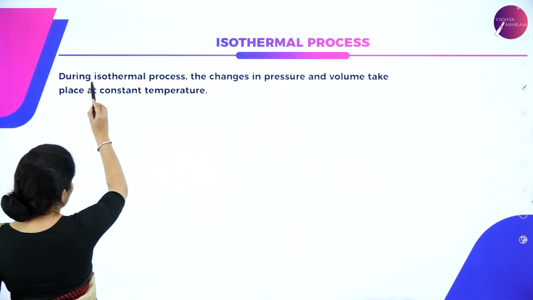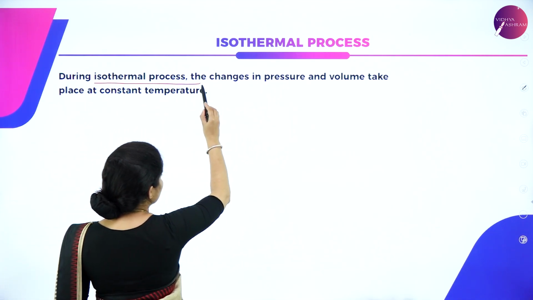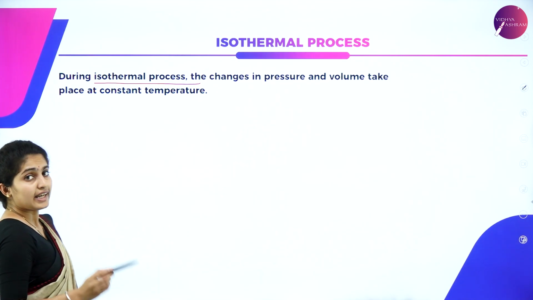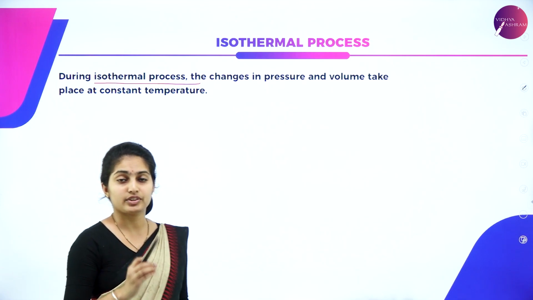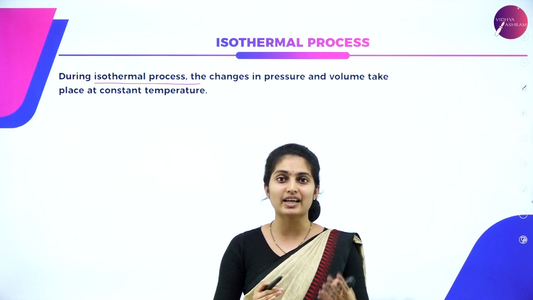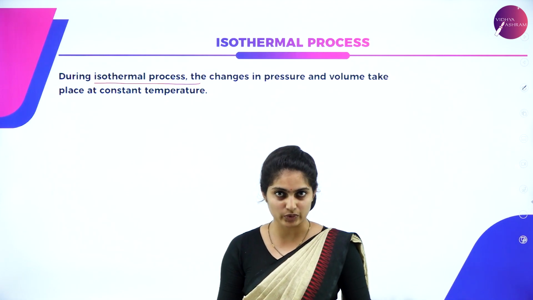Next we are going on to the isothermal process. What happens during an isothermal process? There is a change in pressure and volume that takes place at constant temperature. Such a process is called isothermal. The temperature is constant in an isothermal process.